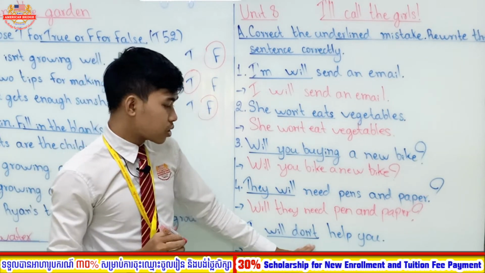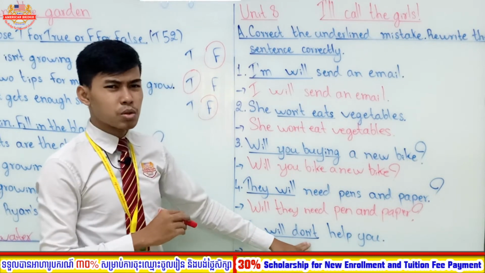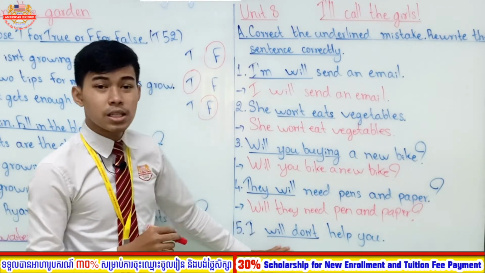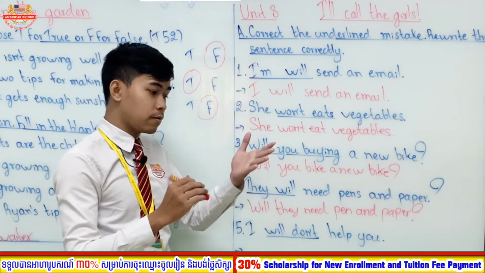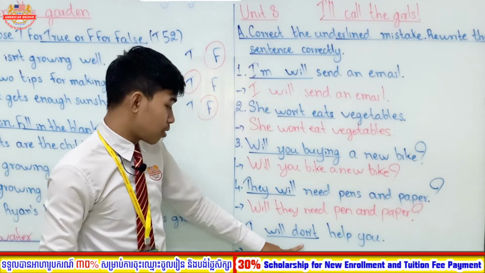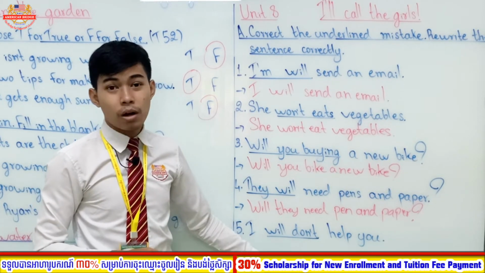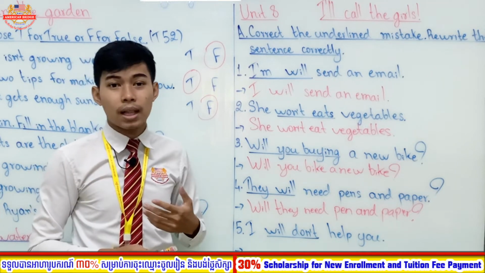I will don't help you. So we don't use don't, right? This is the negative form. The negative form is subject plus will not. Here "will don't" is wrong. So we have to change don't to not. So: I will not help you, or you can write I won't help you.